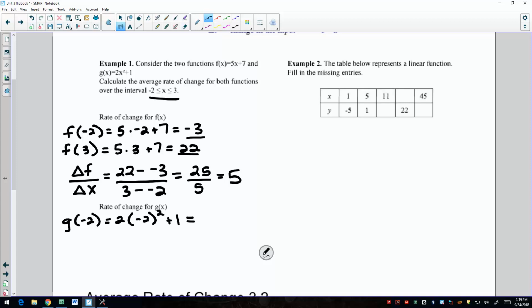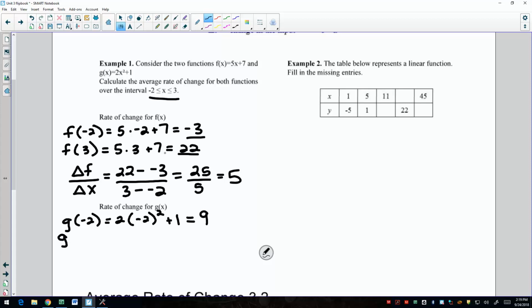Please put parentheses around your inputs because it will help you remember that you're actually not just squaring 2, but you're squaring -2. -2 squared is +4. 4 times 2 is 8 plus 1 is 9. So the output for -2 is 9.